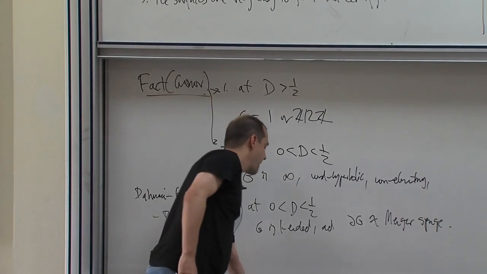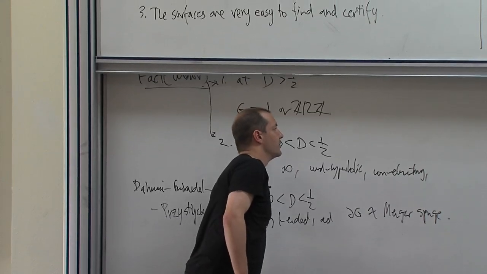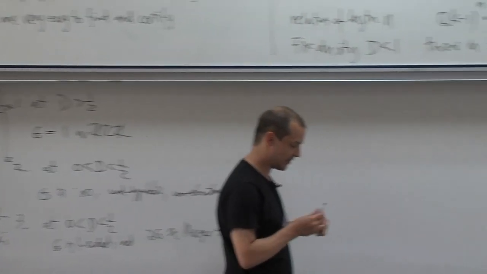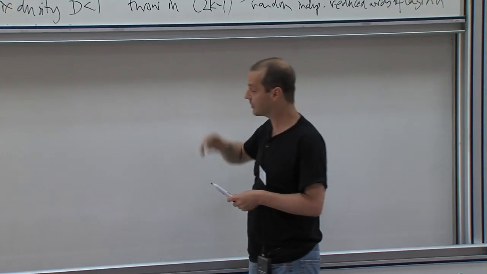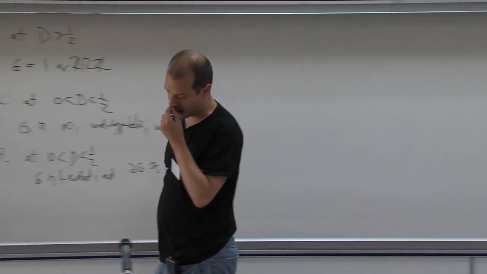Okay, so now at density less than a half, we get these hyperbolic groups. So most groups are hyperbolic, if this is your idea of a typical finitely presented group.